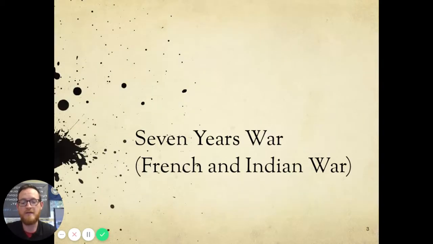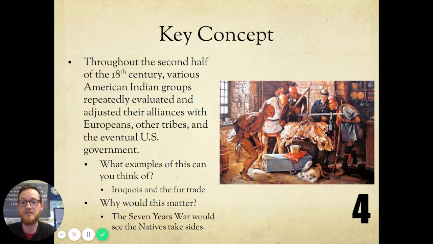As I have said before, this was known as the 7 Years' War around the rest of the world. Here in the United States, or in the colonies, it was known as the French and Indian War. And no, it wasn't the French and the Indians fighting against each other. It was the French and the Indians teaming up to fight against the British.